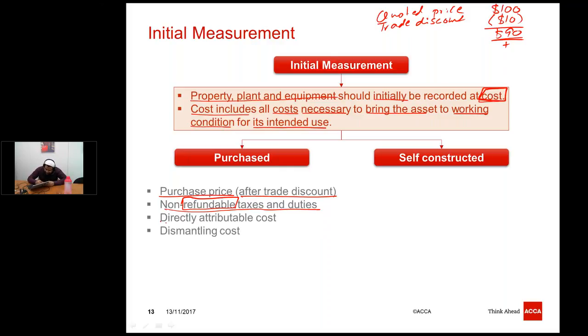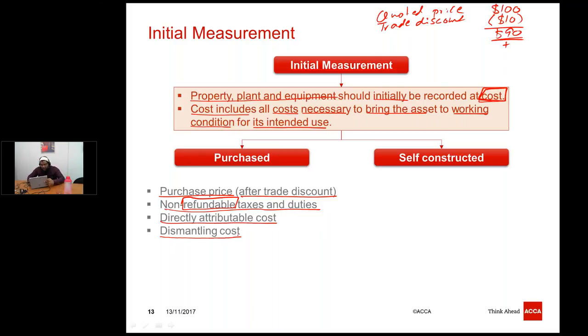Then we have the directly attributable cost, which means any cost which has been incurred because of this, such as transportation cost, installation cost, testing cost. All these are part of the directly attributable costs. And then finally, we have the dismantling cost. Dismantling cost is comparatively more important than the others because sometimes a dismantling cost question is asked separately in the MCQs or in the final accounts.